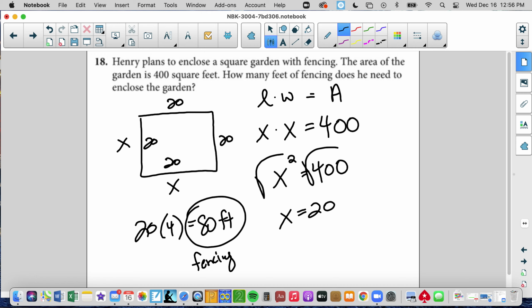Okay, so the area is square feet. However, the fencing is one-dimensional. It's just going to be length. So your answer would be 80 feet.